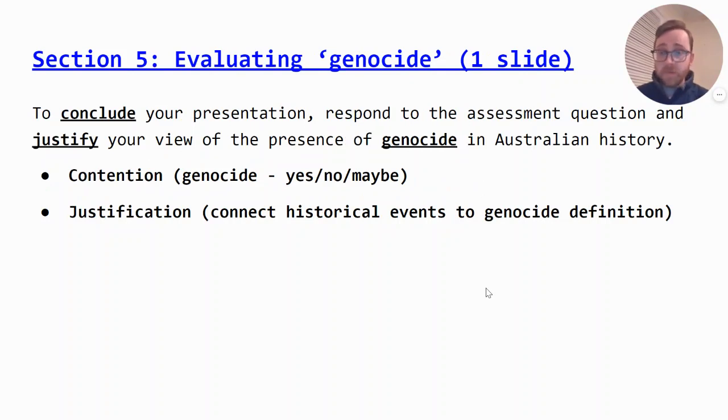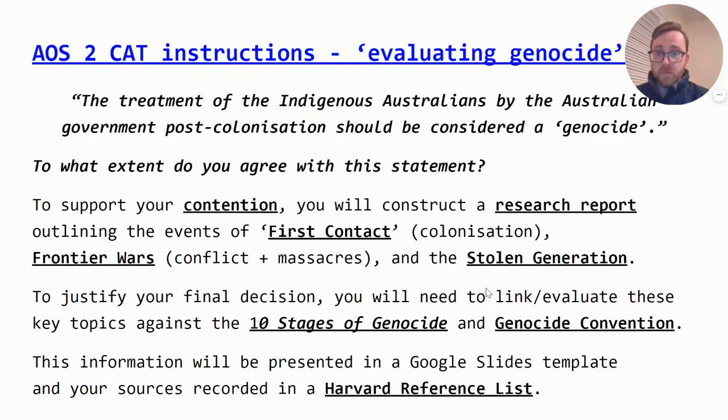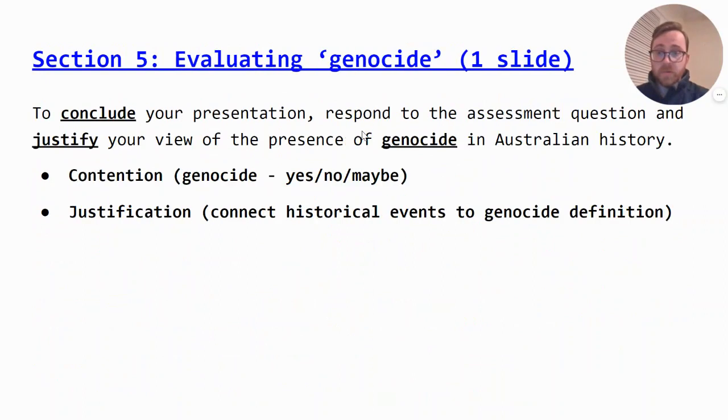So this is the end of our presentation. To conclude your presentation, all you need to do is respond to that question on the very first slide. So you might start off your final section by putting that at the start of your slide. So do I agree with this? Yes, no, maybe. And what you're doing in section 5 is then using, again, your knowledge of genocide from Area Study 1, the definition of genocide, to say yes, no, maybe this occurred, and then justifying it.